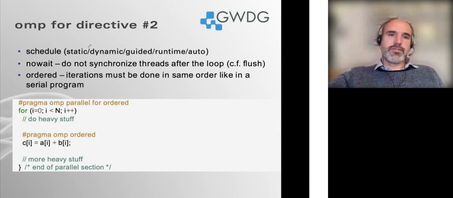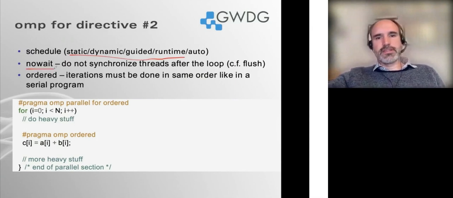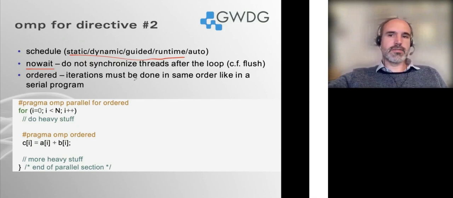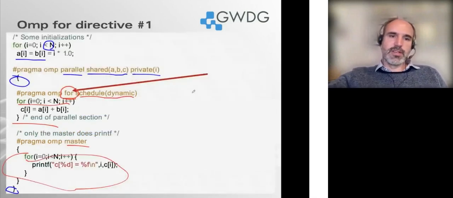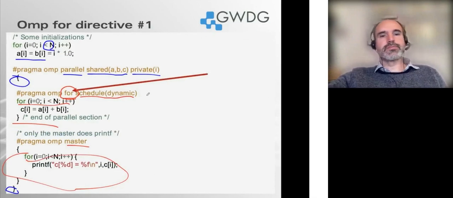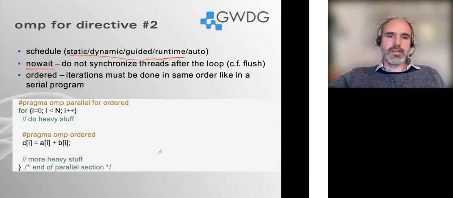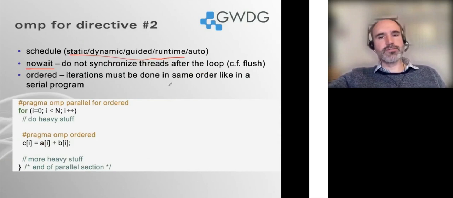As I pointed out, schedule has different parameters. I will come back to this later. There's the option nowait, which I can put at the for loop. If I add nowait to the for directive, threads which are already done can continue to the next code and don't have to wait for the other threads. Nowait can be placed at many other places. It just allows threads to continue and not be stuck in a barrier.